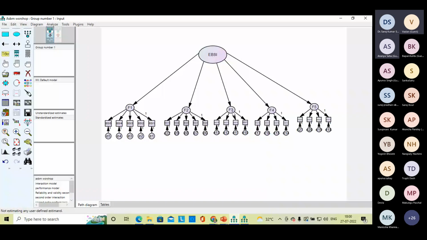So all the error, let me attach here. I have attached the error term. Look at here, I have attached the error term. Now my second order CFA is over.